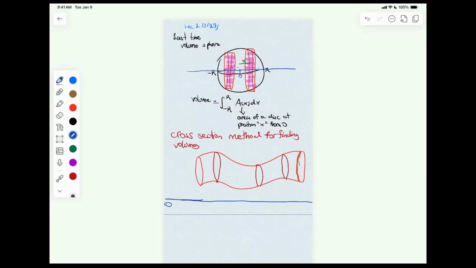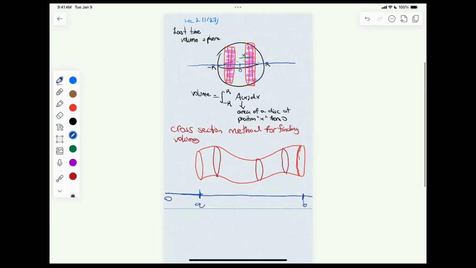Maybe this is where the origin is. And then the solid starts at a position A from the origin. So maybe here's A and here's B. And then this one is at location X with respect to the x-axis. So let's call A of X the area of the cross section at distance X from the origin.